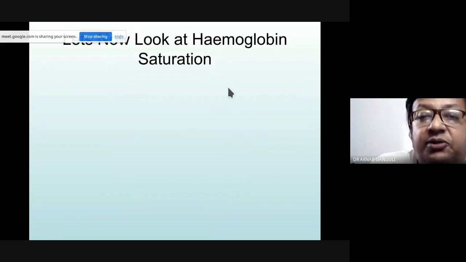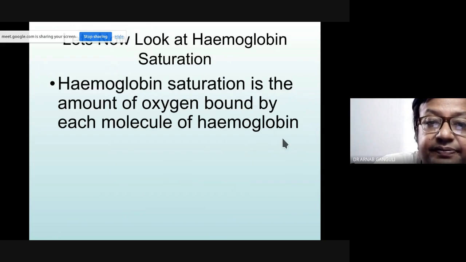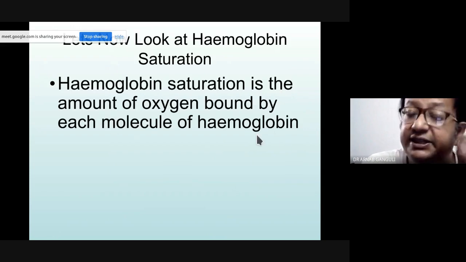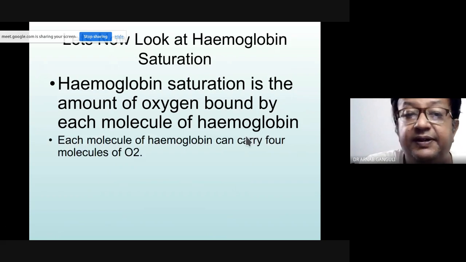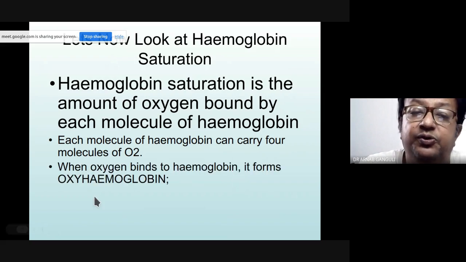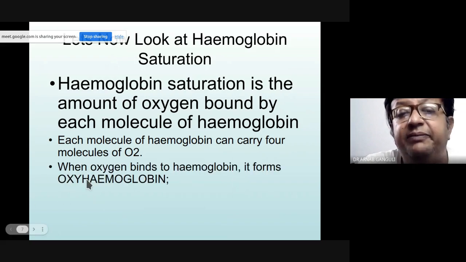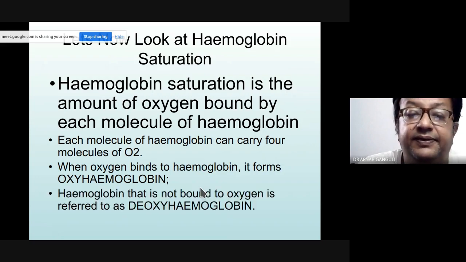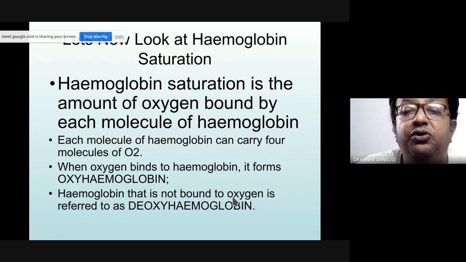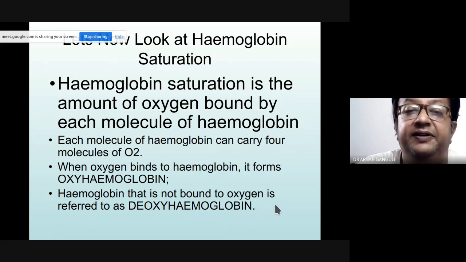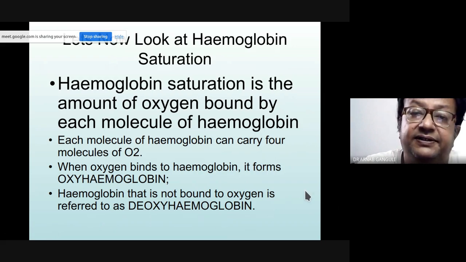Now let us look at hemoglobin saturation. Hemoglobin saturation is determined by the amount of oxygen bound by each molecule of hemoglobin. Each molecule of hemoglobin can carry 4 molecules of O2. When oxygen binds to hemoglobin, it forms oxyhemoglobin. Hemoglobin that is not bound to oxygen is referred to as deoxyhemoglobin. So these are the terms.